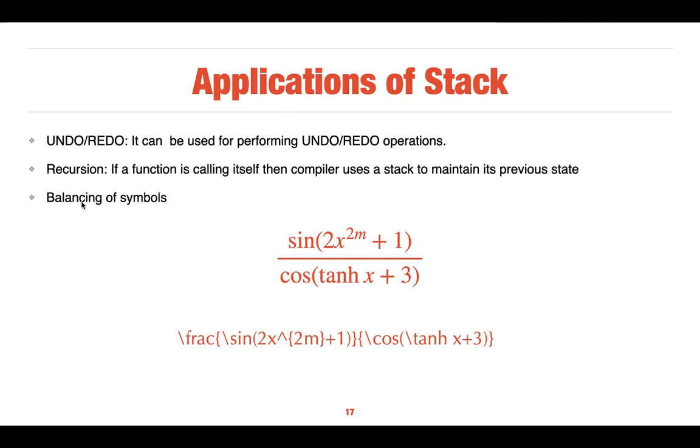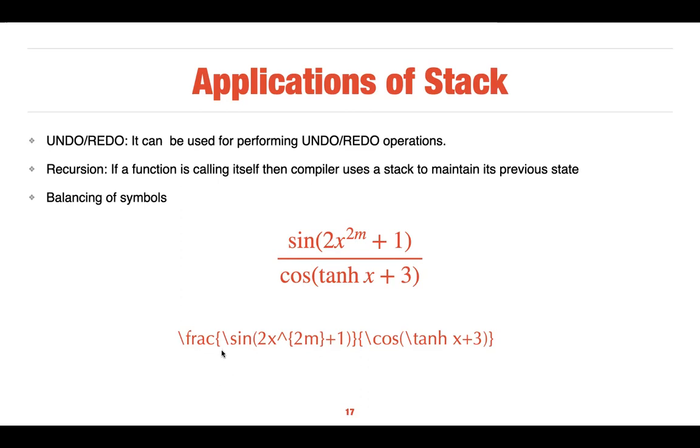In a similar way, balancing of symbols is an application of a stack. If you use any programming language or some code, you use brackets, like opening and closing brackets. So the compiler needs to check that every closing bracket matches its opening bracket, so that it is balanced. For example, sin 2x to the power 2m plus 1 upon cos 10h x plus 3. This is the expression, which came from that LaTeX code.